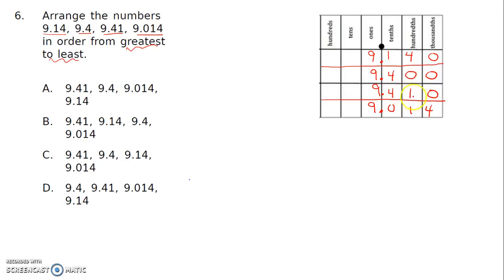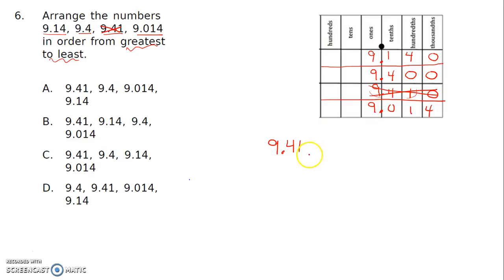This one's got a 1 in the hundredths place. That one's got a 0 in the hundredths place. So 9.41 is definitely greater than 9.40. That would be like $9.40, and this would be like $9.41. So I know my greatest decimal here is 9.41. All right, good. So I'm done with that one.